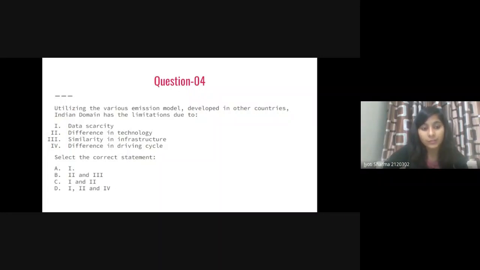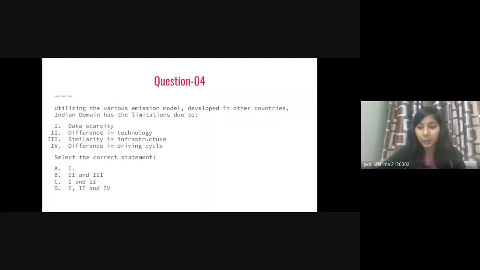So I have four statements: data scarcity, difference in technology, similarity in infrastructure, difference in driving cycles. You have to select the correct statement: A, B, C, D. Someone gave me answer. Nishant gave me answer D. Rajbala gave me answer B. Answer D should be right.